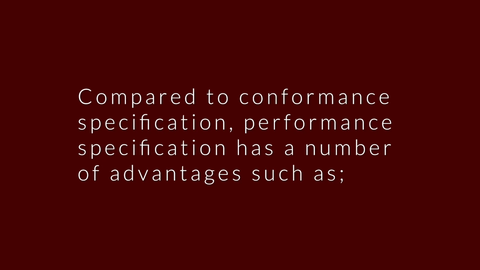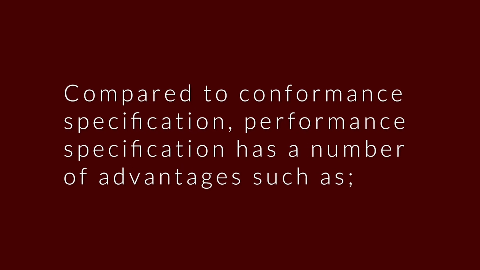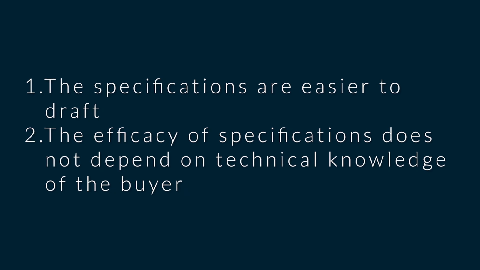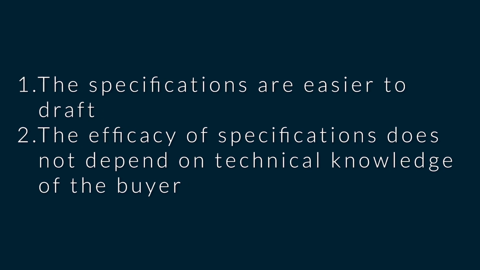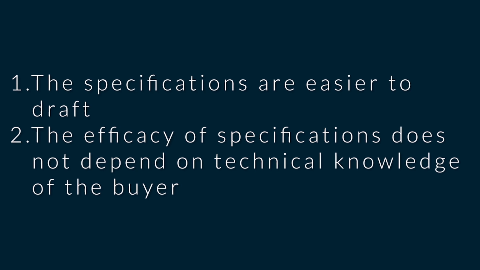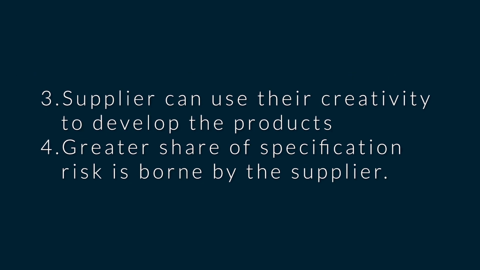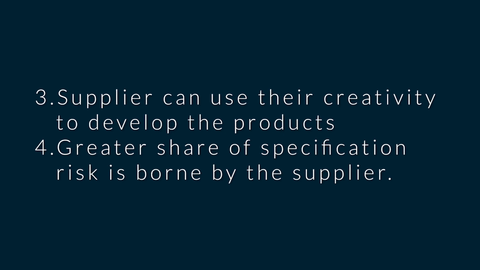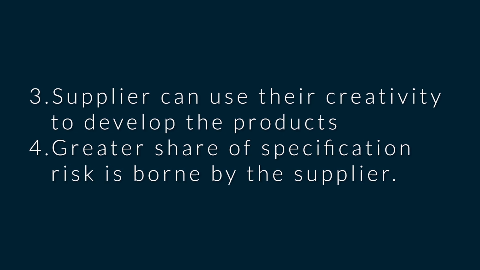Now, you know the questions, from definition to types to benefits. Let's move on. Compared to conformance specification, performance specification has a number of advantages: the specifications are easier to draft, the efficacy of specification does not depend on technical knowledge of the buyer, supplier can use their creativity to develop the products, and a greater share of specification risks is borne by the supplier. Because if they are the ones who come up with it, you just want the results. So use your creativity to give us those results, which means they tend to incur most of the risks.